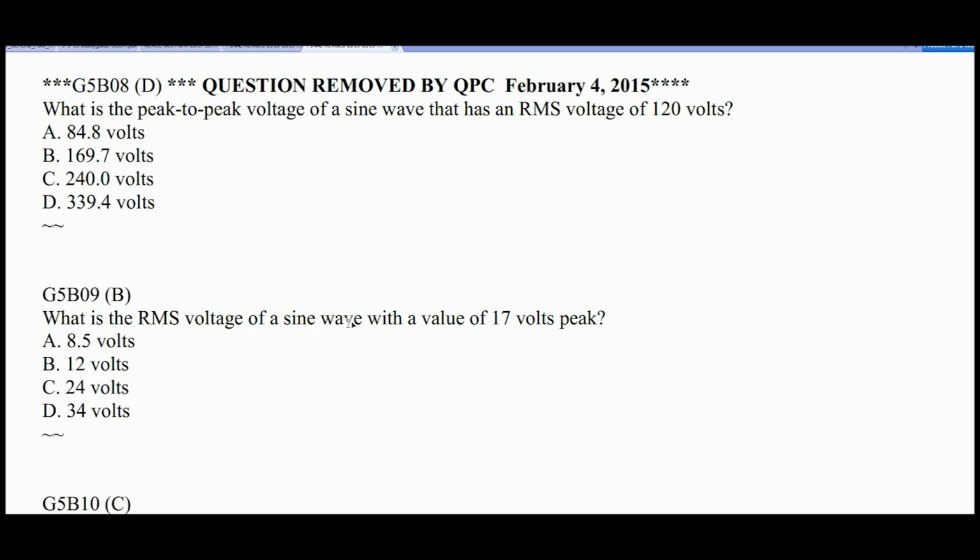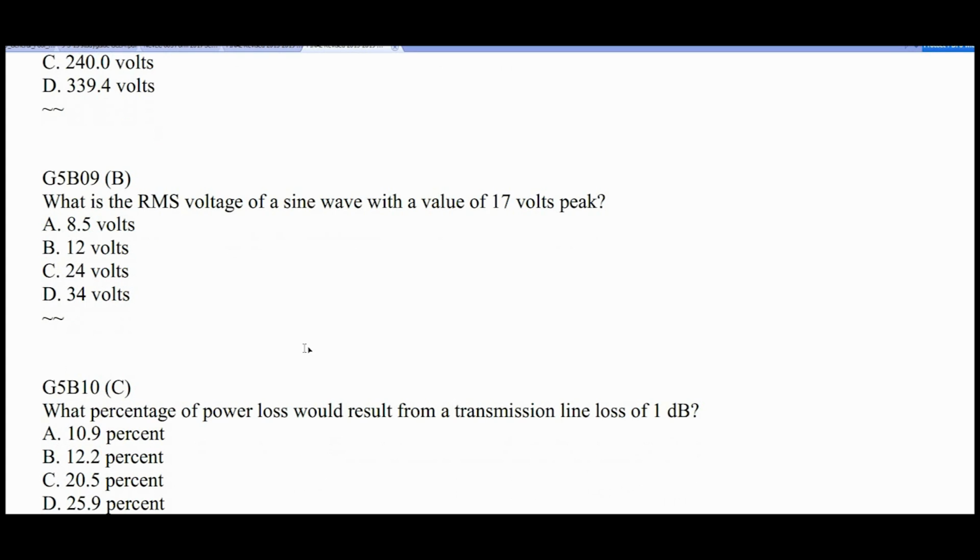What is the RMS voltage of a sine wave with a value of 17? So 17 times 0.707 is going to be 12 volts. So it's B.